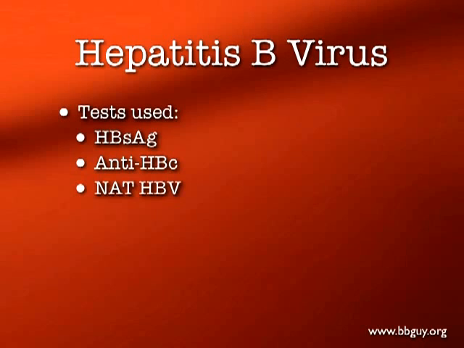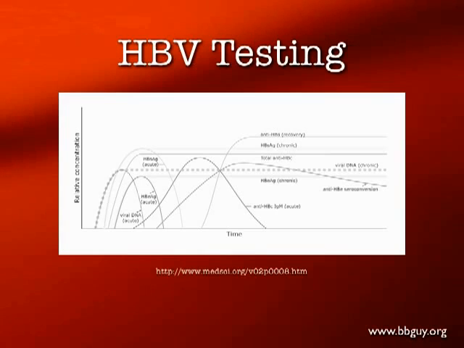So the tests that we use in the blood bank include hepatitis B surface antigen, of course, which is done using an EIA or chemiluminescent test, and anti-hepatitis B core, again the same technology, EIA or chemiluminescence, as well as, in some cases, a nucleic acid test for hepatitis B. It's not required yet, and that's dependent on the laboratory. FDA has not yet required it. I expect them to do that in the fairly near future.